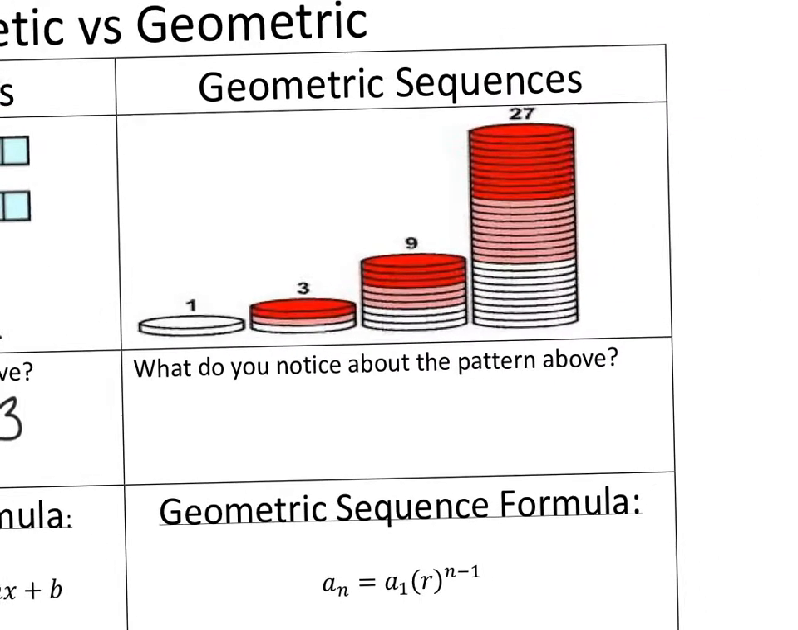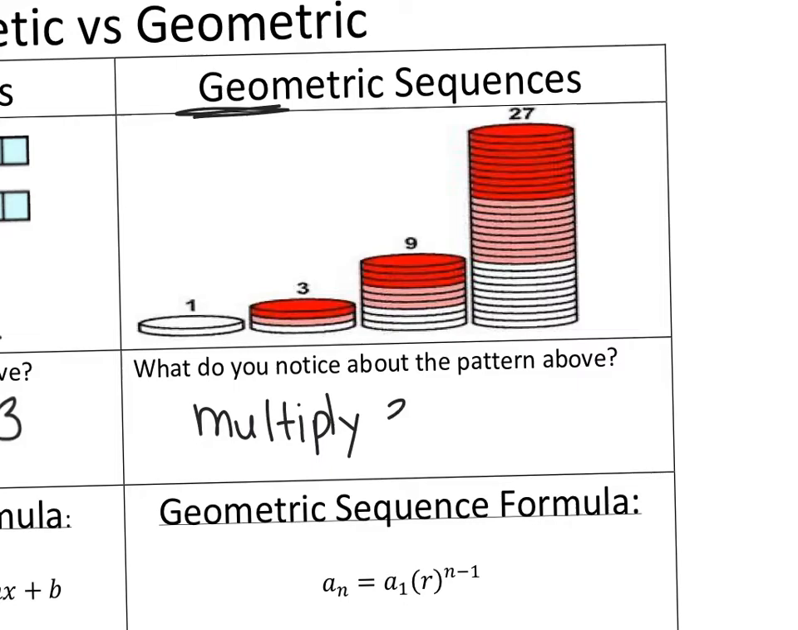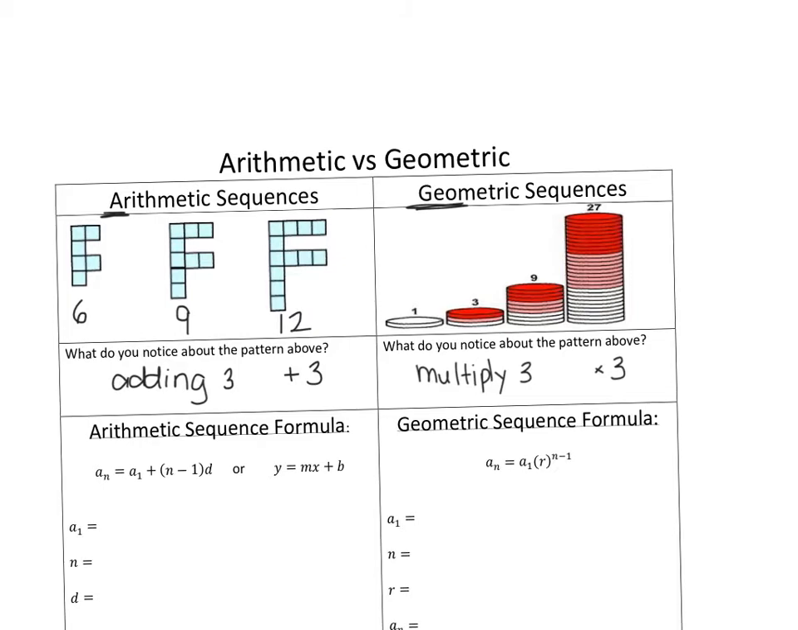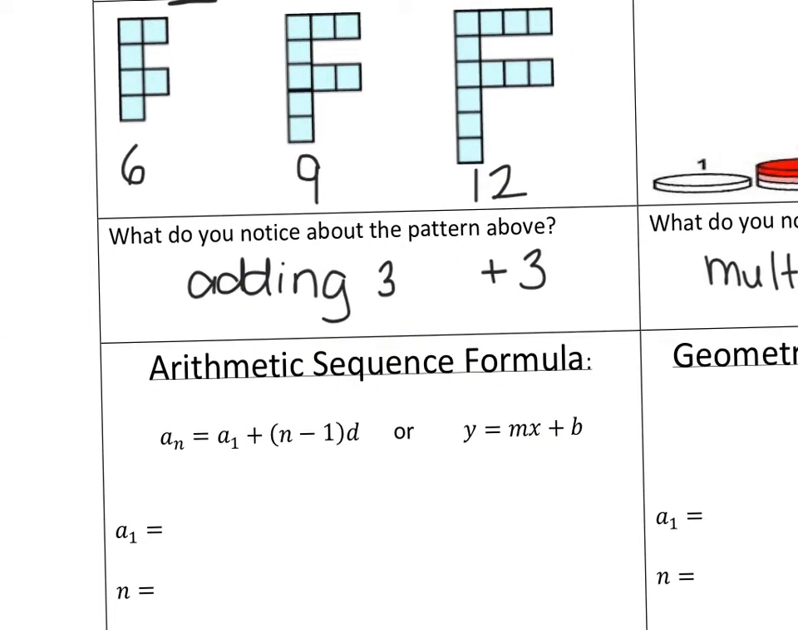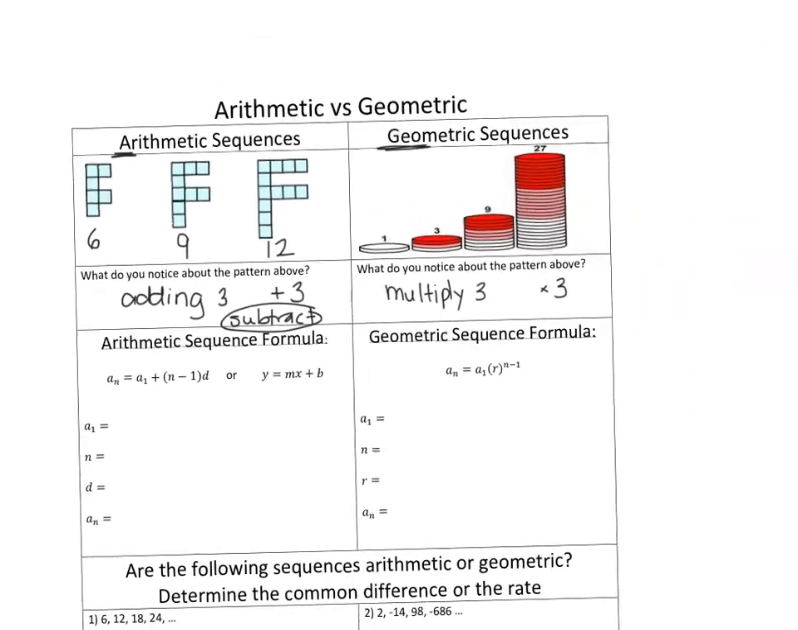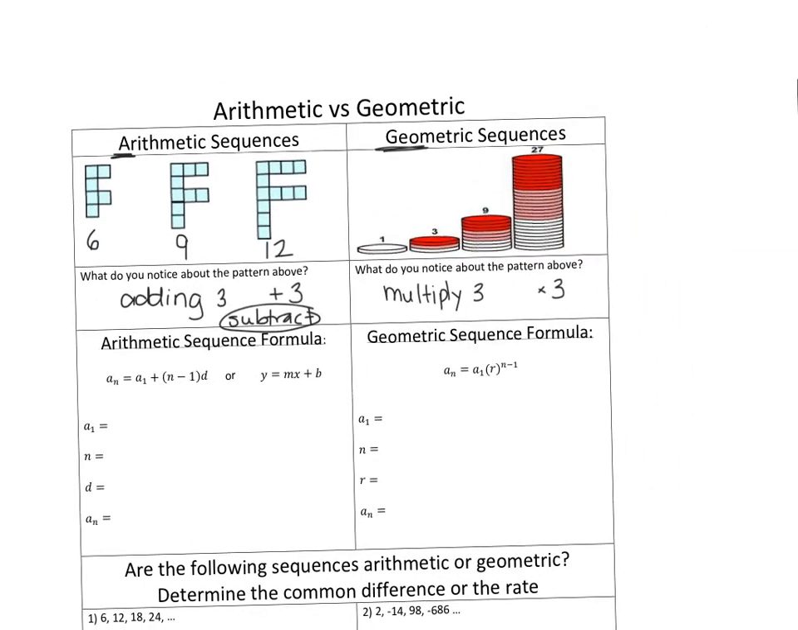So a geometric multiplies. This one's multiplying by 3, so we would write times 3. Okay, so the difference here is that an arithmetic sequence is adding, or it can be subtracting, and geometric is only multiplying.